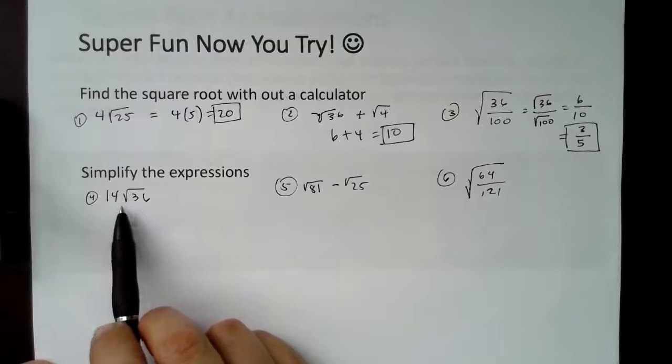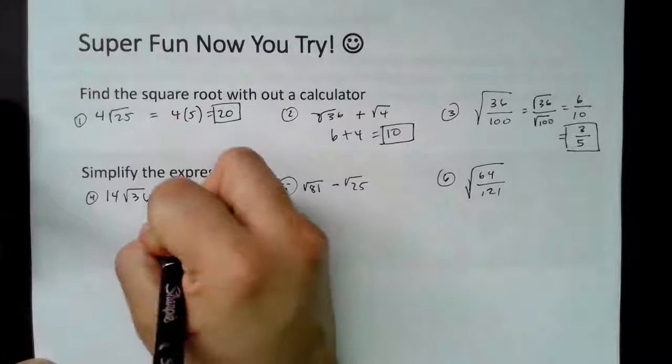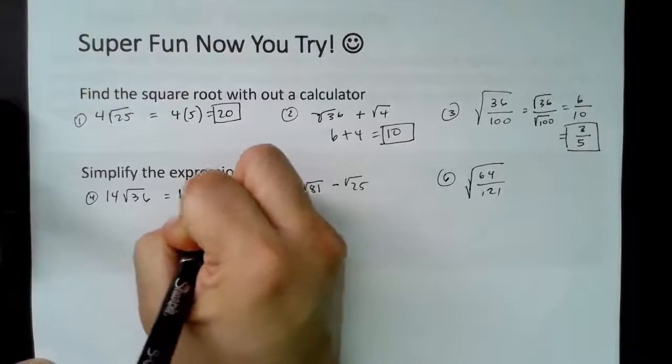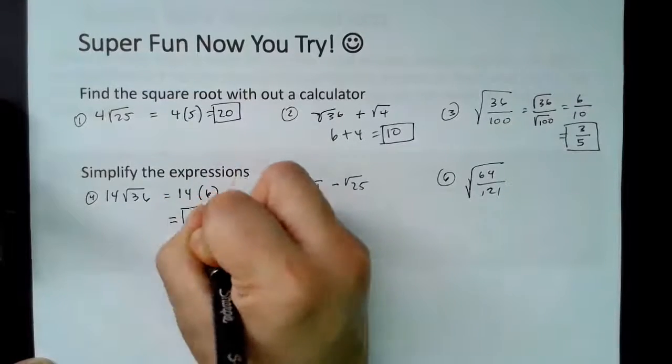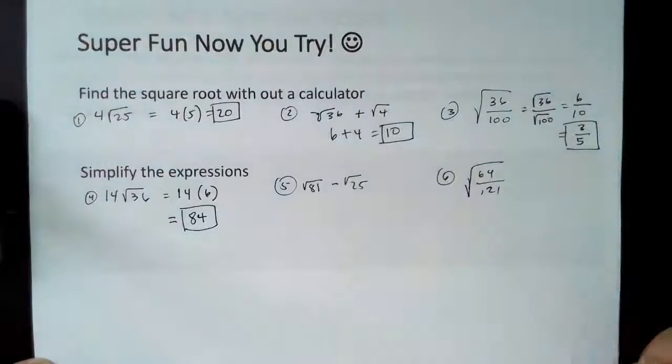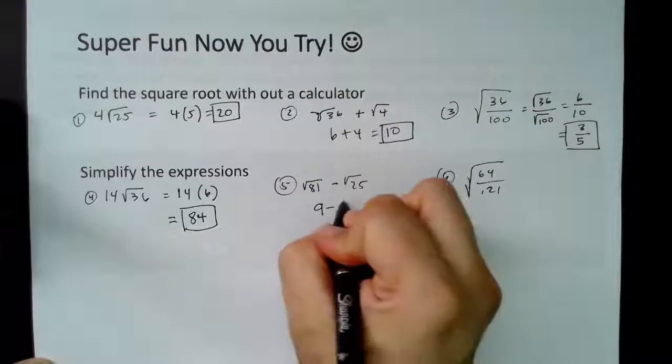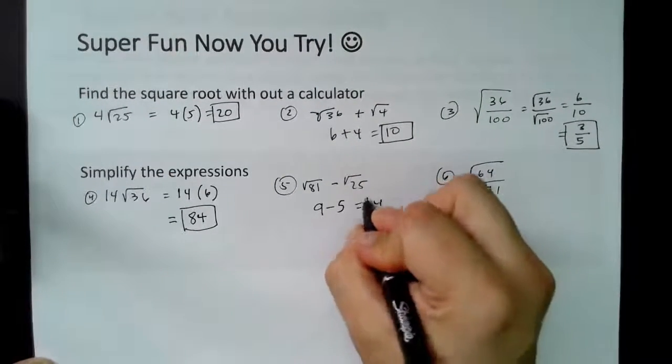Okay, so we have 14 times the square root of 36. That's just 14 times 6, which is 84. And then we have the square root of 81 minus the square root of 25, 9 minus 5, which is 4.